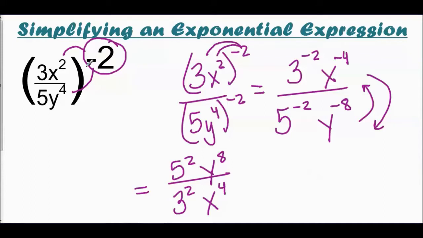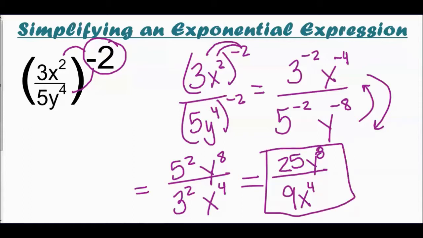You may have seen originally here that you were going to need to flip that fraction over, and if you did, that's great. You could flip it at any point in the game as long as you do it before you're calling it simplified. Now my final step is I can evaluate 5 squared and 3 squared. That's not too bad to do. So 25 y to the 8th over 9x to the 4th. And that is my simplified version.